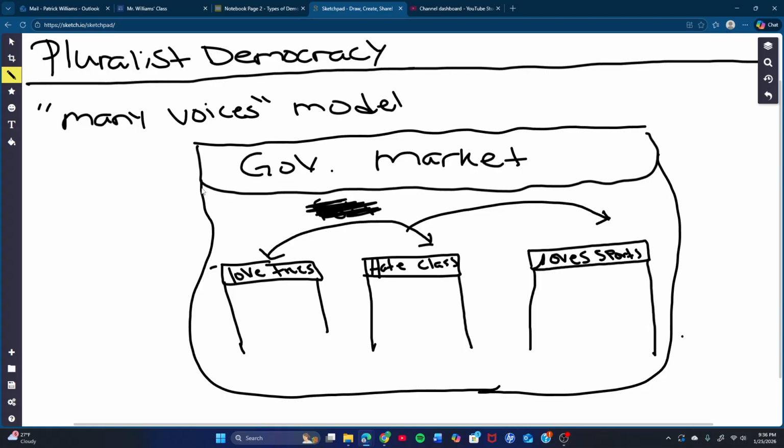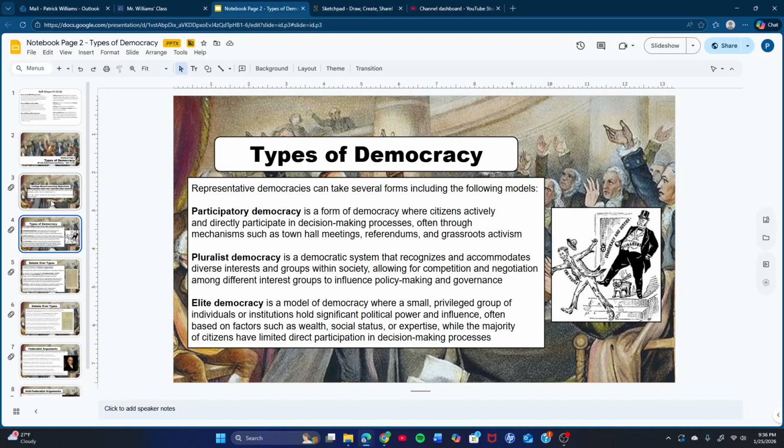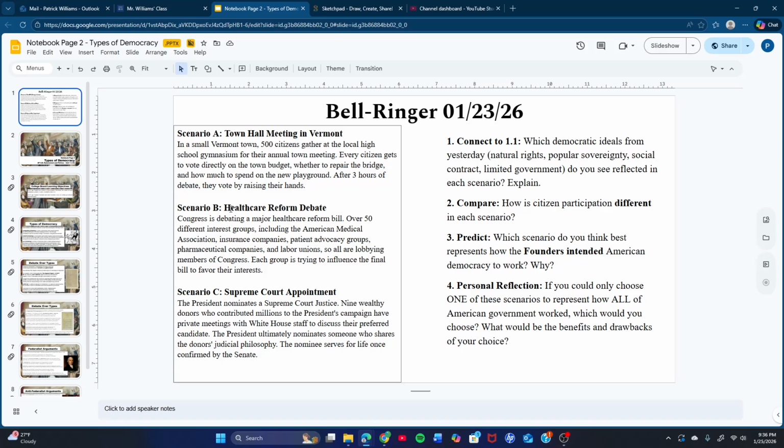So think of this like scenario B from your bell ringer, and we'll kind of go back to it really quick. Here we are. Let's go think about scenario B. So it's about healthcare reform, right? And if you look at it, this is a pluralist democracy, right? You've got 50 plus interest groups. So you got doctors, these different insurance companies, patients, drug companies, and unions. They're all lobbying Congress on healthcare, right? They're competing. They're trying to negotiate, and they're trying to influence the finality of that bill that's going to get passed or potentially passed, right? So this definitely is a pluralist democracy.